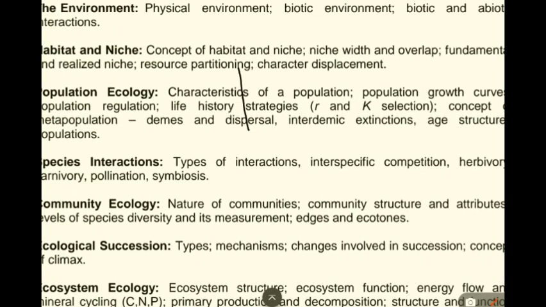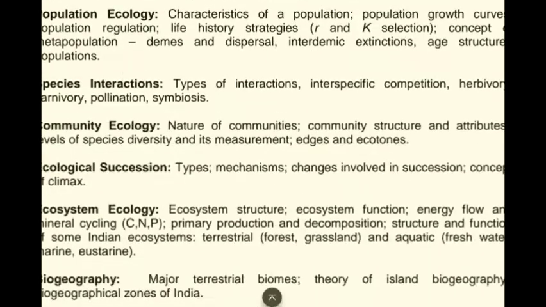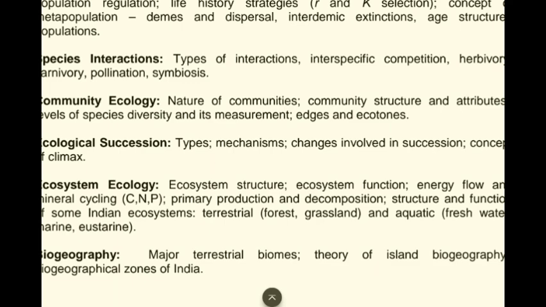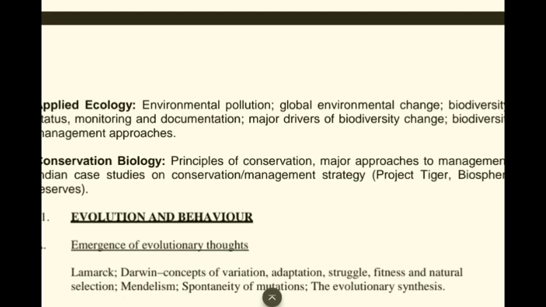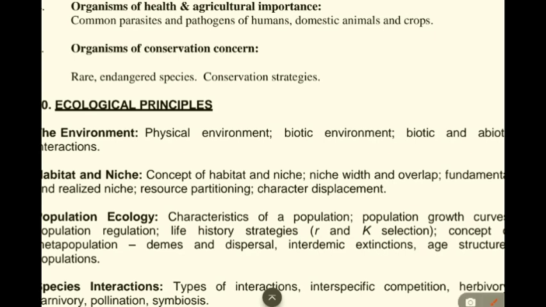Next comes ecology. Environment, habitat and niche, population ecology, species interaction, community ecology, ecological succession, ecosystem ecology, biogeography, applied ecology, conservation biology. These are very general topics, but this ecosystem ecology unit remains very important, that anybody can learn, relearn, and it is self-explanatory. So one candidate should not skip this.